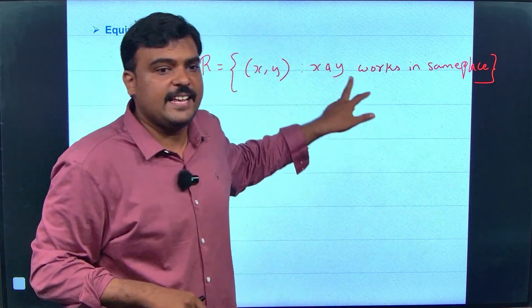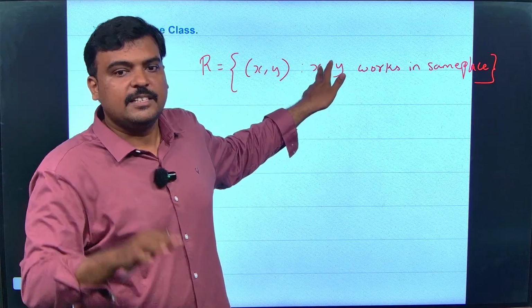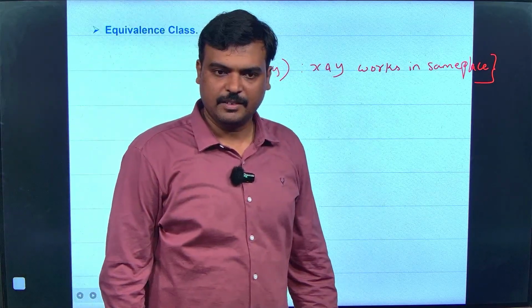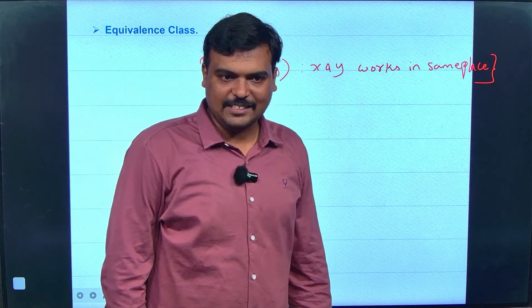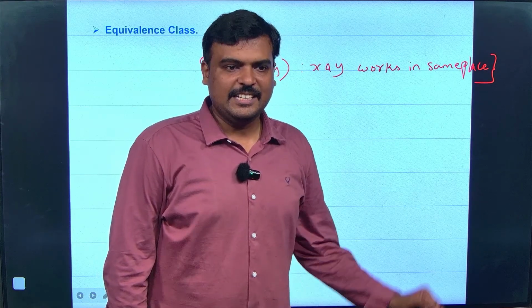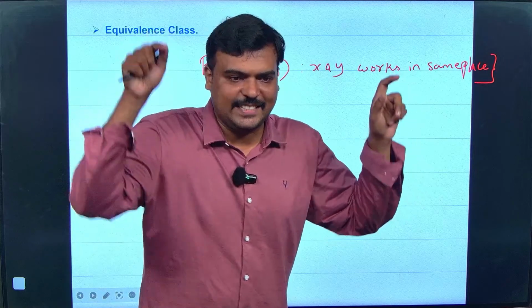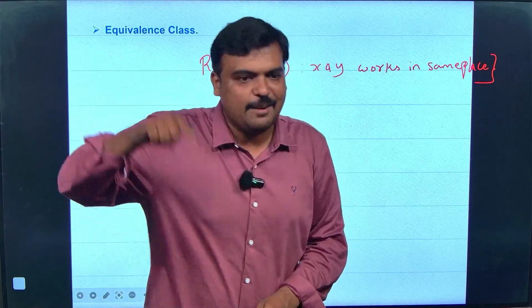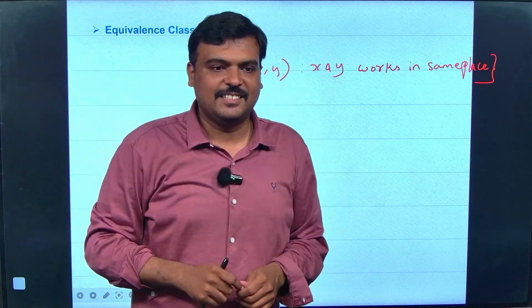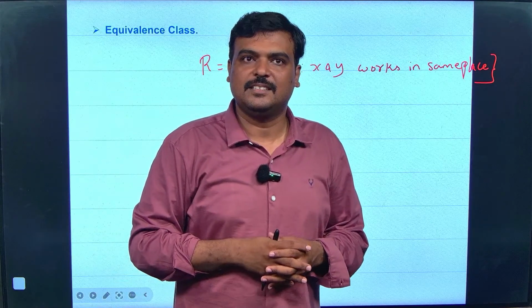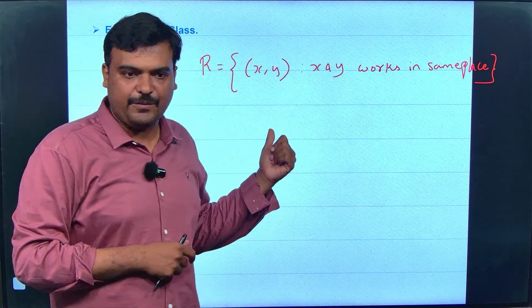Whether we can say this relation is reflexive. Yes, it is reflexive. Okay, let us go for symmetric. If Ramesh comma Suresh work in the same place, then Suresh comma Ramesh also work in the same place. Whether we can say this is an example of symmetric too?